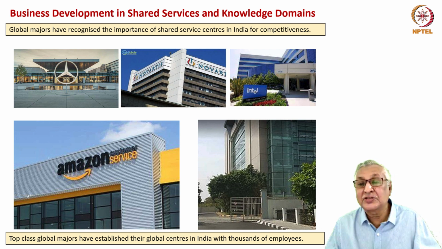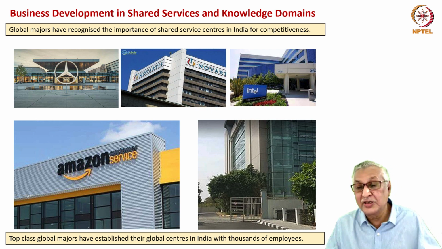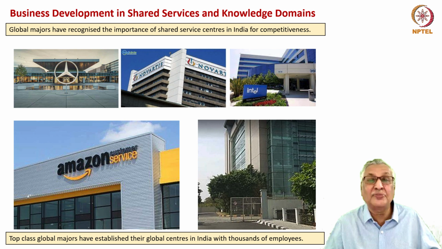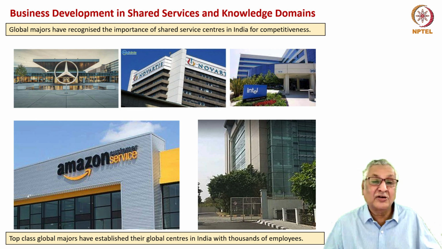Intel has its design centers supporting R&D. Amazon has its customer service center based in India. Companies such as McKinsey and World Bank have their service centers established in India. So, top class global majors have established their global centers in India with thousands of employees. What are Indian companies which are large waiting for? That's the question. And that's something which business development people can undertake by having relationships with capable entities and making it possible for the large companies to become asset light, less people intensive, and focus their attention on some things which they are good at in terms of product conceptualization, product development, and core manufacturing.